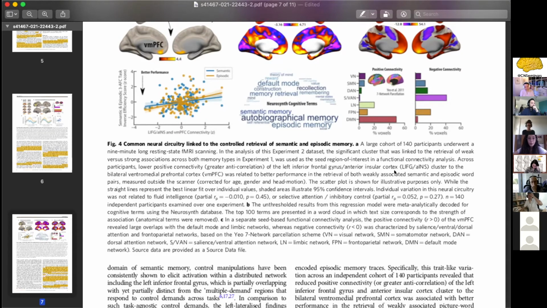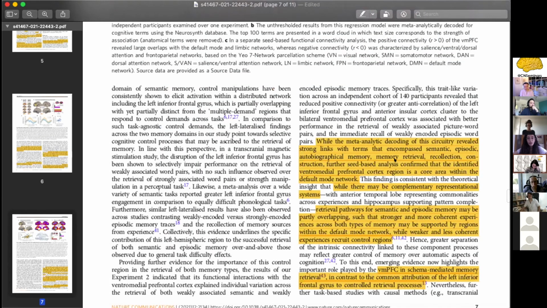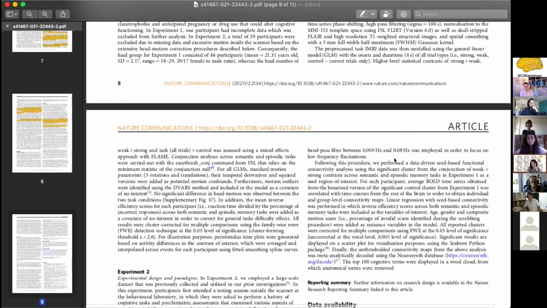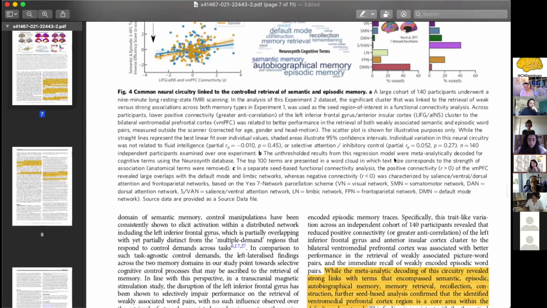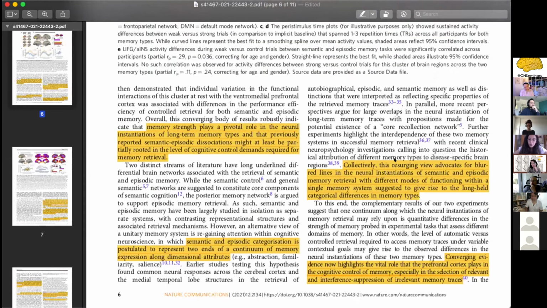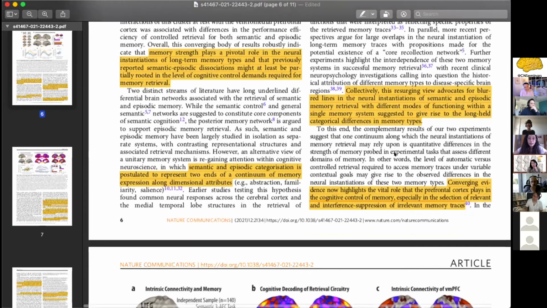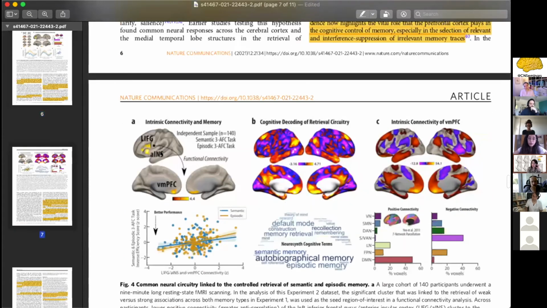So, take-home message: both the semantic and episodic memory share similar neural structures, in particular in the retrieval of the two memories, which is the left inferior frontal gyrus and the anterior insular cortex. The left inferior frontal gyrus has already been shown to be involved in cognitive control.